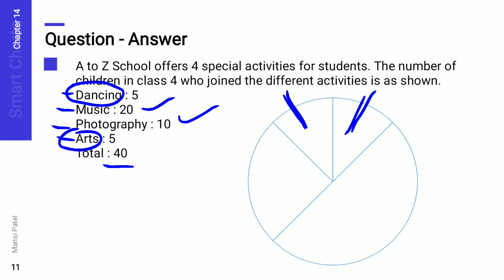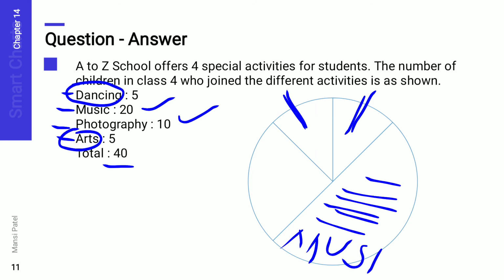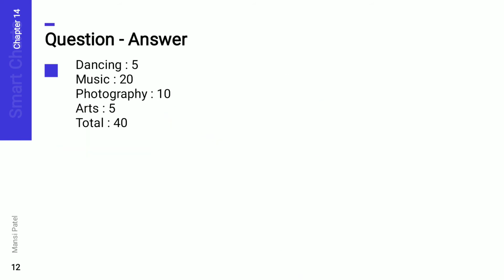Now which activity has the most students? Music. So this part is big, so in this part music is coming. And which one is remaining? This one. So in this one, what is coming? Photography is coming. So let us see whether our answer is right or wrong.